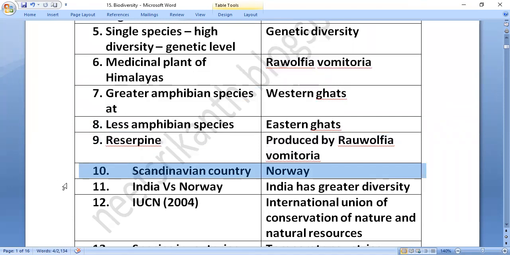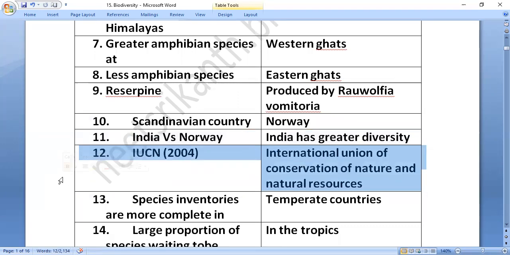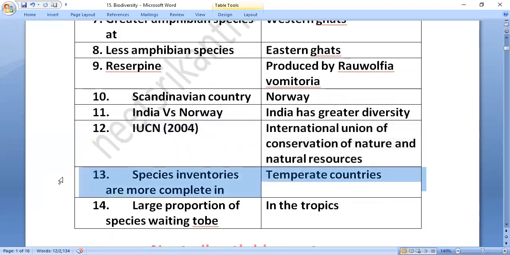Scandinavian country Norway, India versus Norway: India has greater diversity compared with Norway. IUCN, the International Union for Conservation of Nature and Natural Resources.